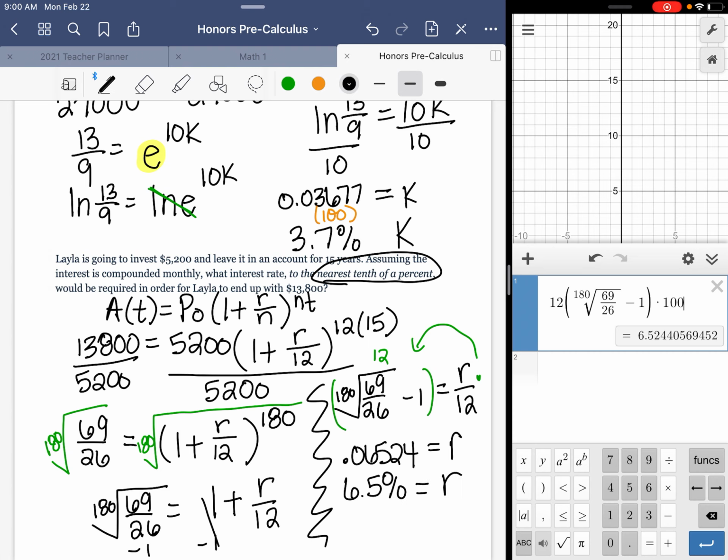So this one took a little bit more effort. It doesn't matter what exponent you have right here, you would take the root of that and then finish solving using your inverse operations.